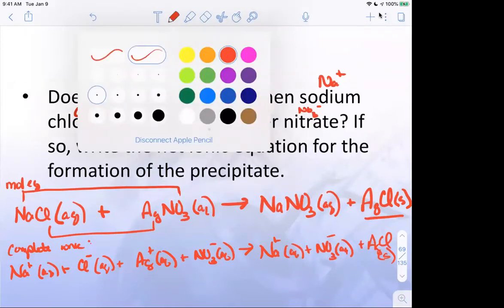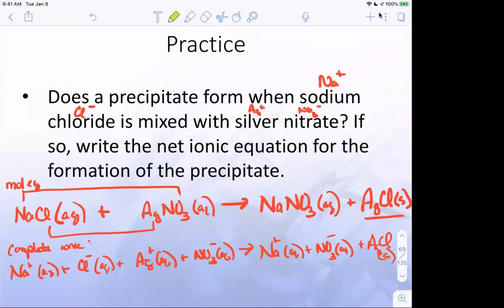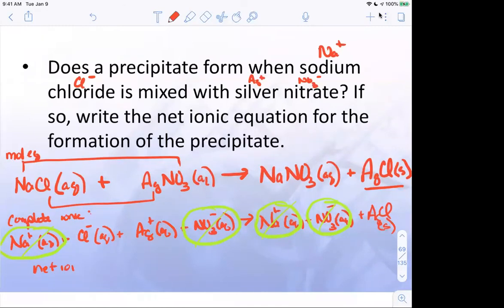So notice I have spectator ions. My sodium is unchanged on both sides. My nitrate is unchanged on both sides. So again, those can cancel out. And then what I'm left with is my net ionic, which is going to be Ag+. I don't have to write this in this order, but I almost always put the cation first just by convention. Plus Cl- aqueous goes to AgCl solid. And that would be the net ionic equation.